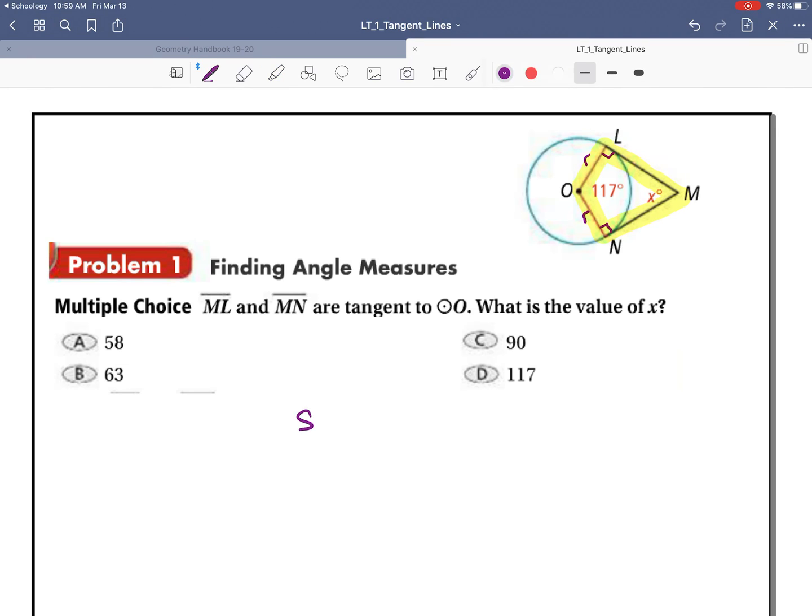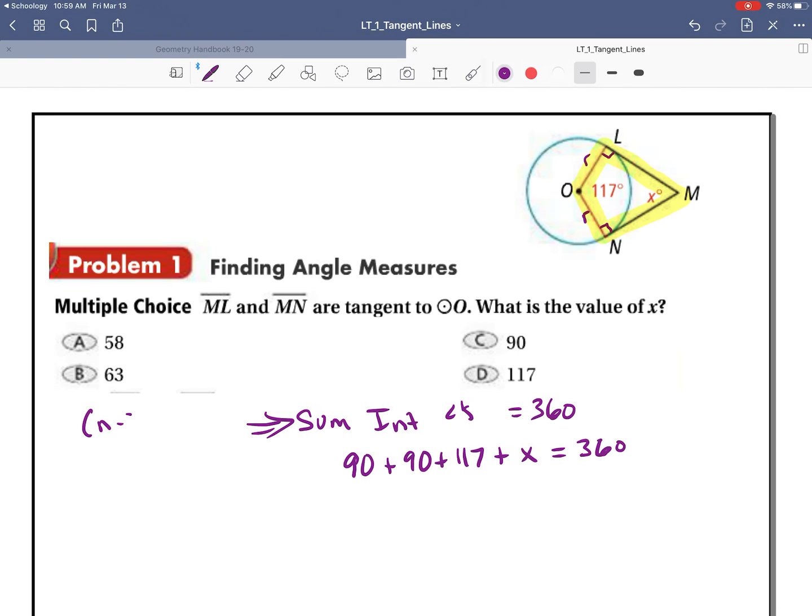and we know that the sum of the interior angles of a quadrilateral is 360. So I've already got two 90s. I have 90 plus 90 plus the 117. Then I can add the x, and that's going to be equal to 360. Now, if you forget, the sum of the interior angles is n minus 2 times 180. So if I had a five-sided figure, it'd be 5 minus 2 times 180. So that's how we got that it was 360. That allows us to set up our equation and solve for what x is. And you'll see that x is 63.